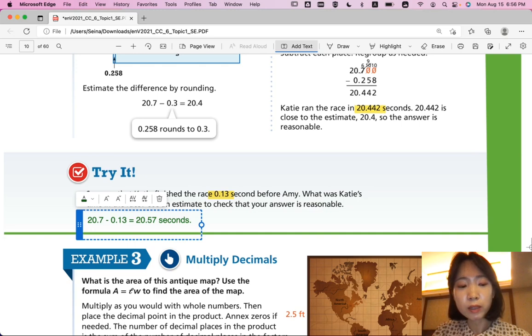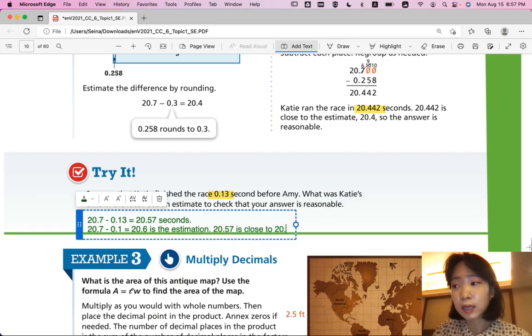You can estimate 20.7 into 21, or let's leave 20.7 as it is because we're going to round up the decimals into tens. So we're going to round 0.13 down because it's closer to 0.1 than it is to 0.2. So we're going to subtract 0.1, and that's going to be 20.6. And your answer is the estimation. This is the estimation. Our answer, 20.57, is close to 20.6, so the answer is reasonable.